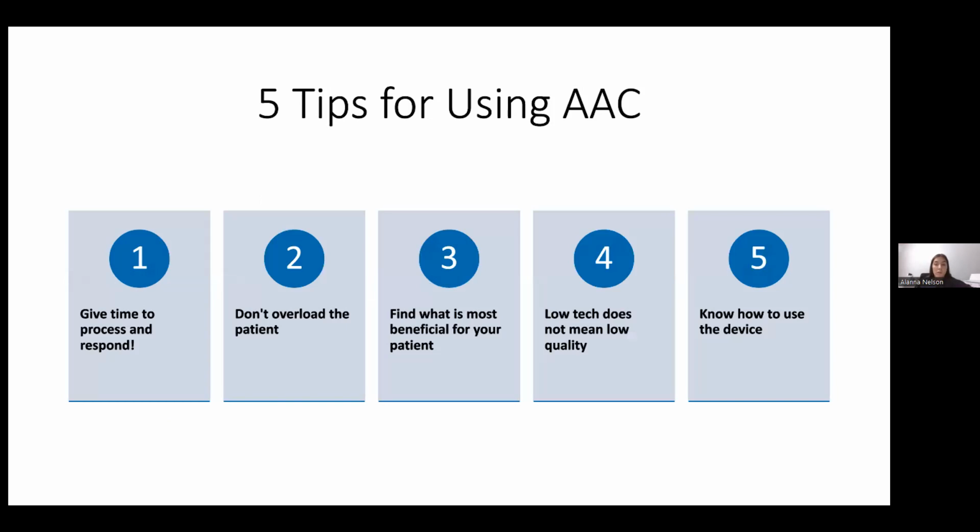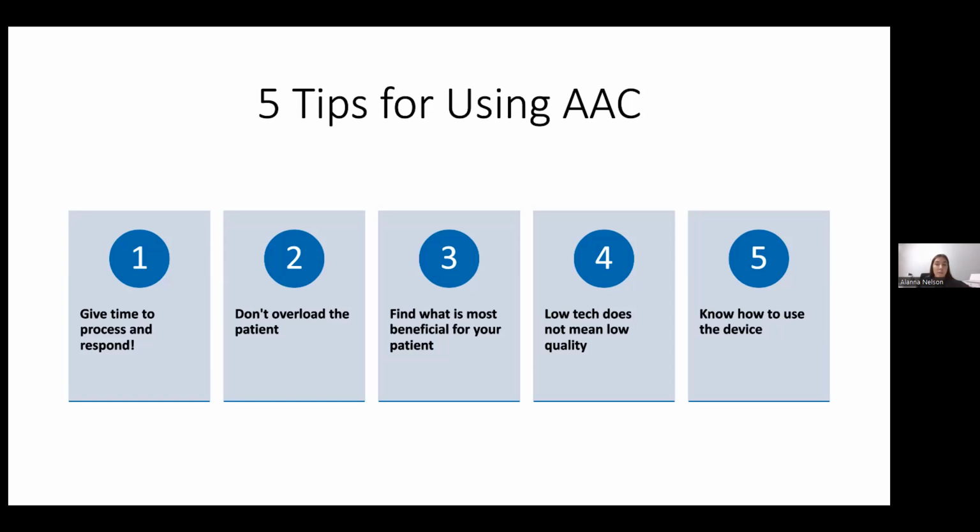All right, so now that we've talked about the different types of AAC and why you may use AAC within the ICU, I'm going to discuss 5 tips for using AAC with your patients. The first tip, and one of the most important tips in my opinion, is that when using AAC, you need to give your patients plenty of time to process and respond to what you're saying.